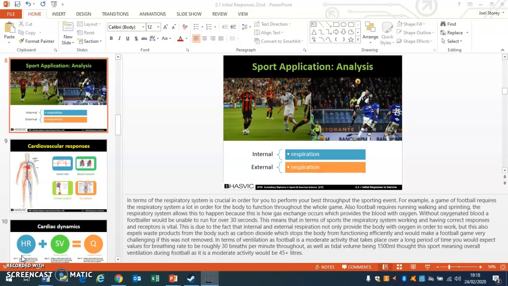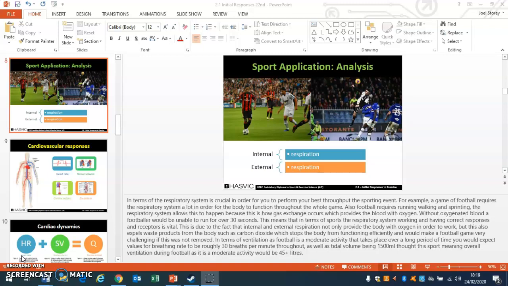This is due to the fact that internal and external respiration not only provide the body with oxygen in order to work, but this also expels waste products from the body such as carbon dioxide, which stops the body from functioning inefficiently and would make a football game very challenging if these products were not removed.